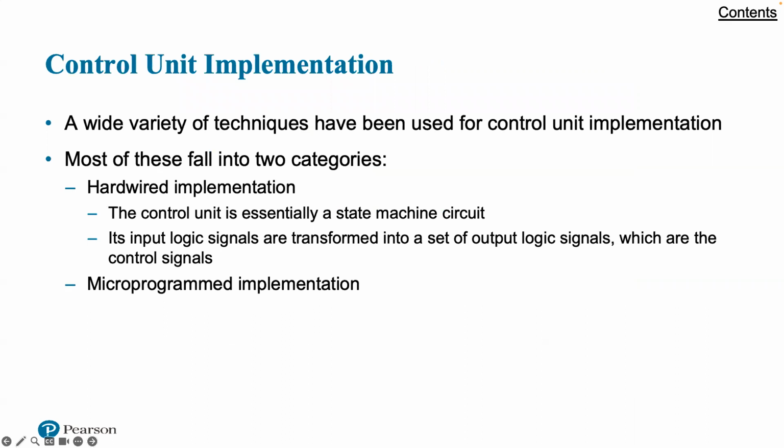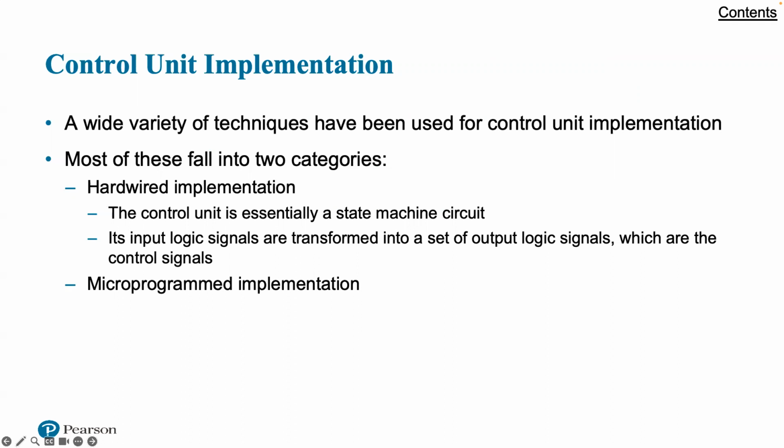So for the control unit implementation, we have discussed the control unit in terms of its inputs, outputs, and functions. We now turn to the topic of control unit implementation. A wide variety of techniques have been used. Most of these fall into one of two categories: hardwired implementation and microprogrammed implementation. So you have a hardware-centric and more of a software-centric view.